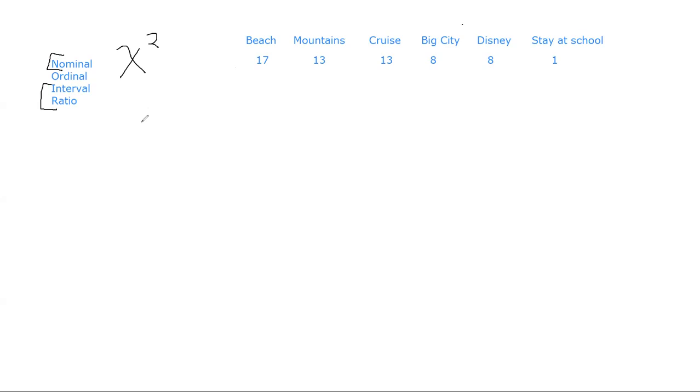All right, so there's two types of one-way chi-square that we're going to be talking about today. So I want to do an example of each of those. And I already have my data set up over here. So let's clear some space and we'll get to work.